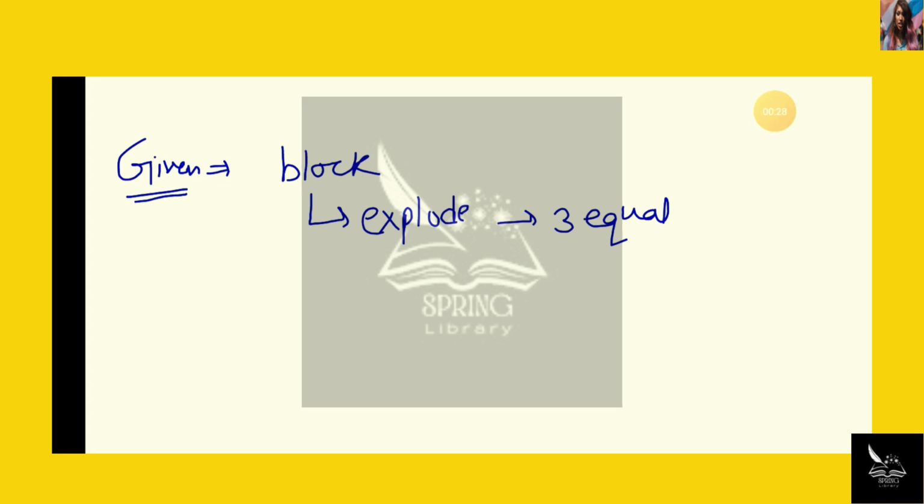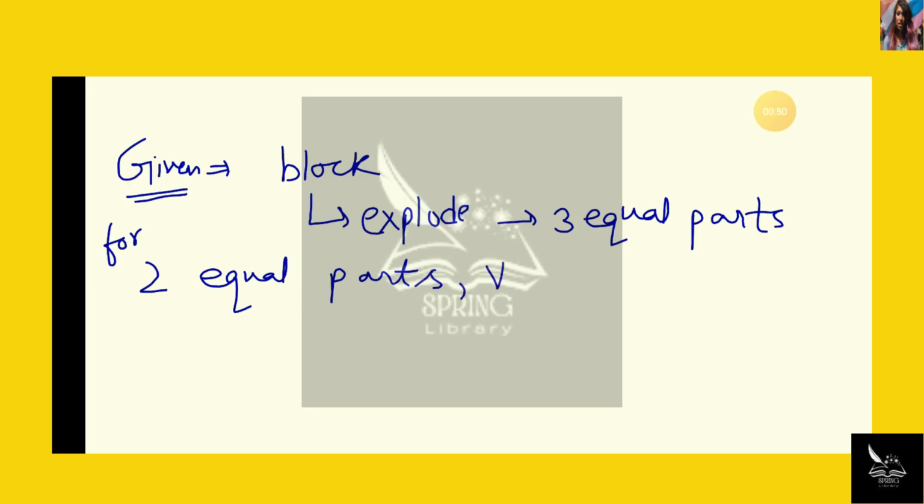Now in the question it is saying that two parts are moving along the x axis and y axis with equal speed of 10 meter per second. So for two equal parts the velocity is given, that is v equals 10 meter per second, and the direction is also given: one is going along the y direction and another is going along the x direction.